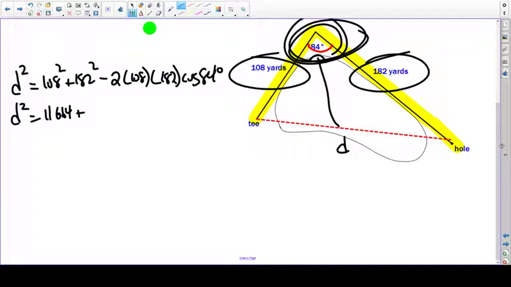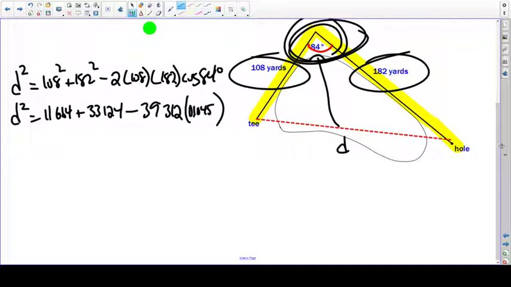182 squared, also have no idea. But thank goodness we can use a calculator, and it's 33,124. Then we're going to figure out what 2 times 108 is, which is actually I can do without a calculator. That's 216. We're going to multiply that by 182, and we're going to get 39,312. And we're going to multiply that by the cosine of 84, which to 4 decimal places is 0.1045.